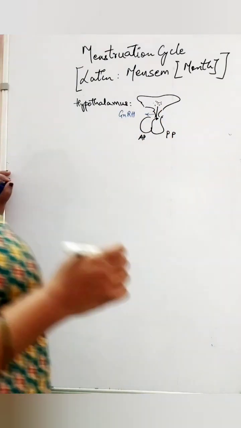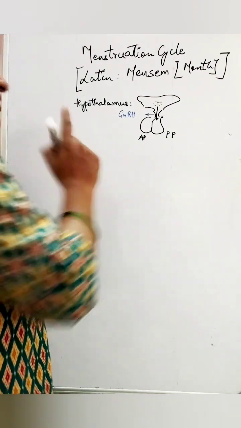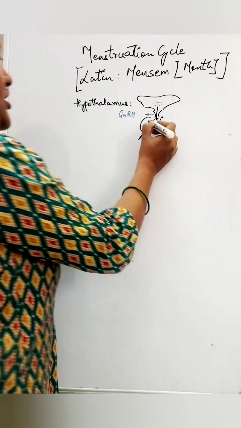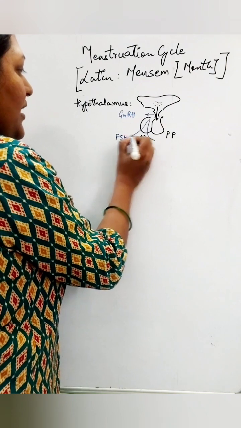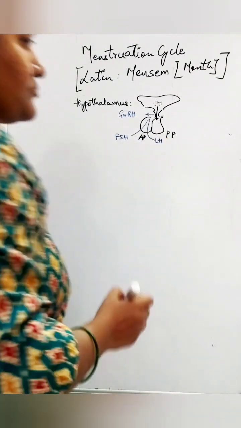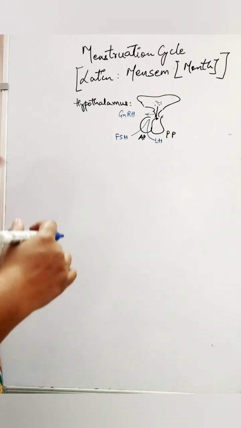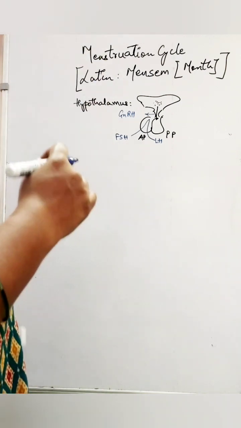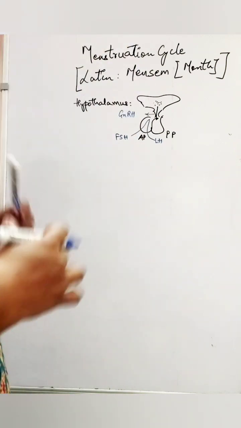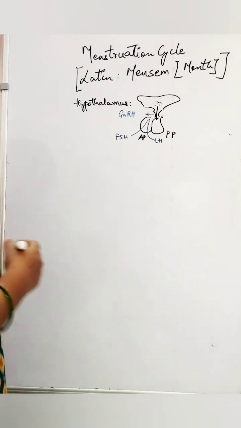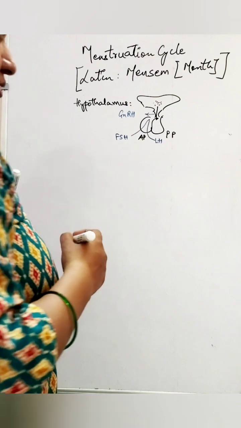GnRH means gonadotropin releasing hormone, and these hormones are the ones which help in secretion of the anterior pituitary hormones, namely FSH and LH. So this is very important. Basically the hypothalamus is the main gland which is doing all the menstruation cycle controlling processes. Now let us understand how many phases we have in a typical menstruation cycle.